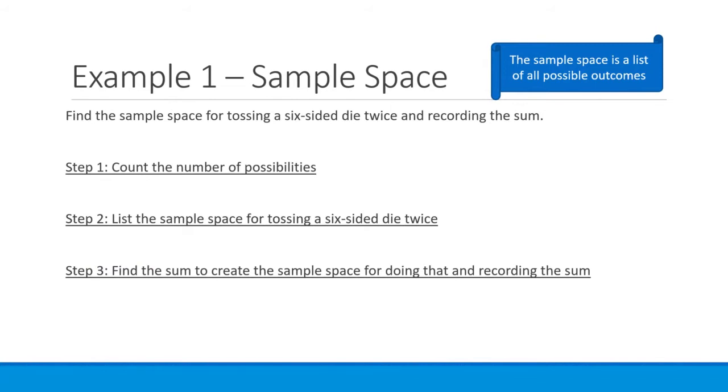So if we want to find the sample space for tossing a 6-sided die twice and then recording the sum, your first step is just to see how many possibilities you have so that you can make sure that you have listed all of them. So we do this by the counting principle. We're tossing a die twice, so we've got 2 spots that we're filling, and we have 6 choices because there are 6 sides to a die. So there's 6, and then we're tossing a second time, so there's 6 for the second toss. When you multiply those together, there are 36 different possibilities.